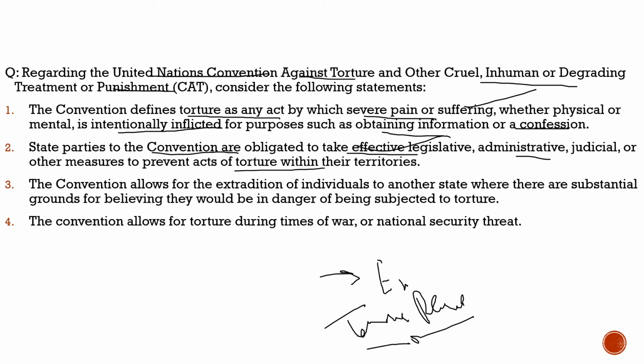100% correct. Third statement: the convention allows for the extradition of individuals to another state where there are substantial grounds for believing they would be in danger of being subjected to torture. This is totally incorrect, and it is the exact opposite; it has been used by many people to not come to India. So the third statement is incorrect. Fourth statement: the convention allows for torture during times of war. No, it does not allow for torture in any circumstances. So the correct statements are statement 1 and statement 2 only.